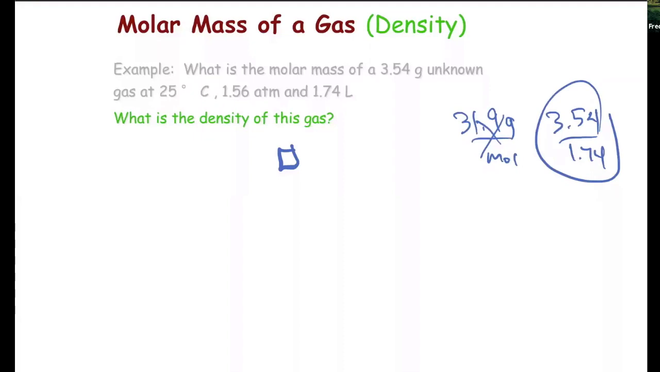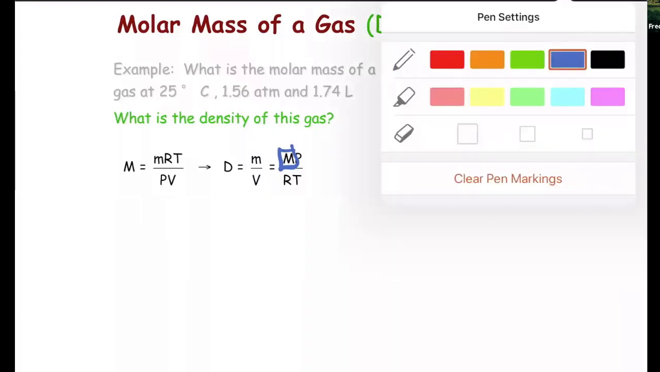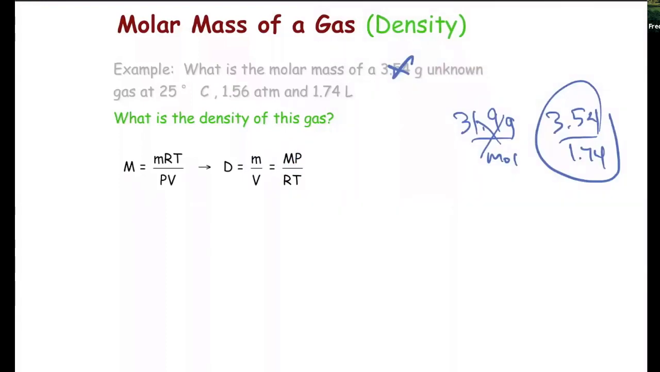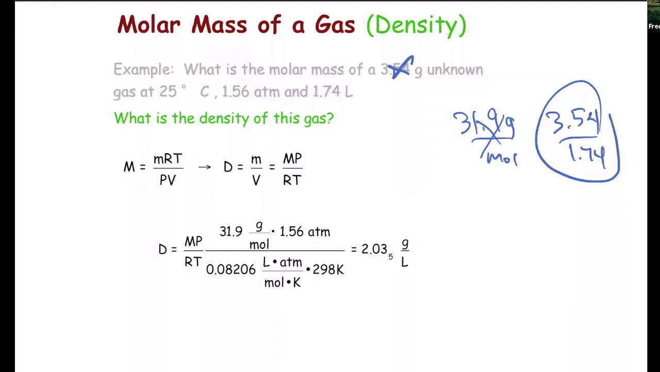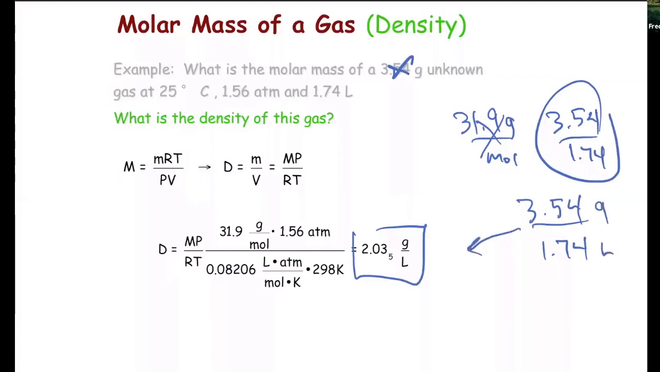But if you were not given the mass, you were given only the molecular weight, then you would have to go through a various problem, and this is how you would do it. Sometimes there's a tricky way to answer these things. Sometimes there's a difficult way, but I want to show you this real quick. Here it is. Okay, 31.9, pressure is 1.56, RT is that, and you get 2.03 grams per liter. But if you take 3.54 and you divide by 1.74, this is grams, this is liters, you actually get that same number. So there are different ways of coming up with the same thing. Here, of course, you would need the mass of the gas, but if you were not given the mass, you were given the identity, then that's the approach you would use.